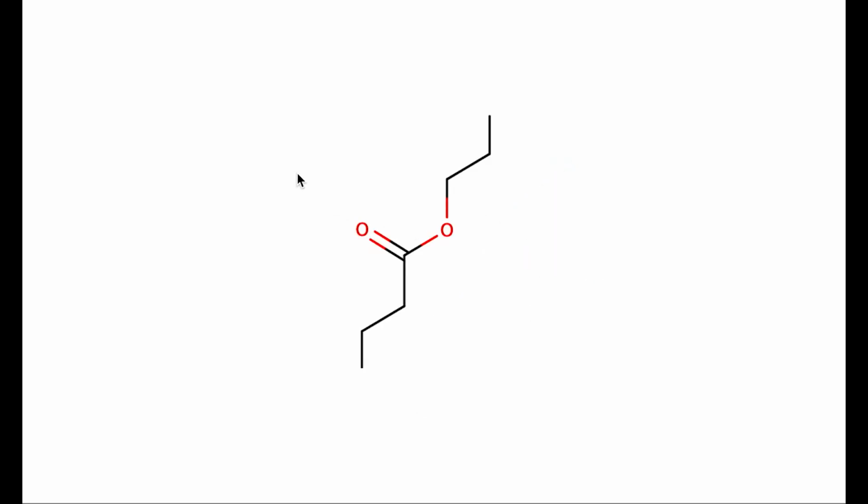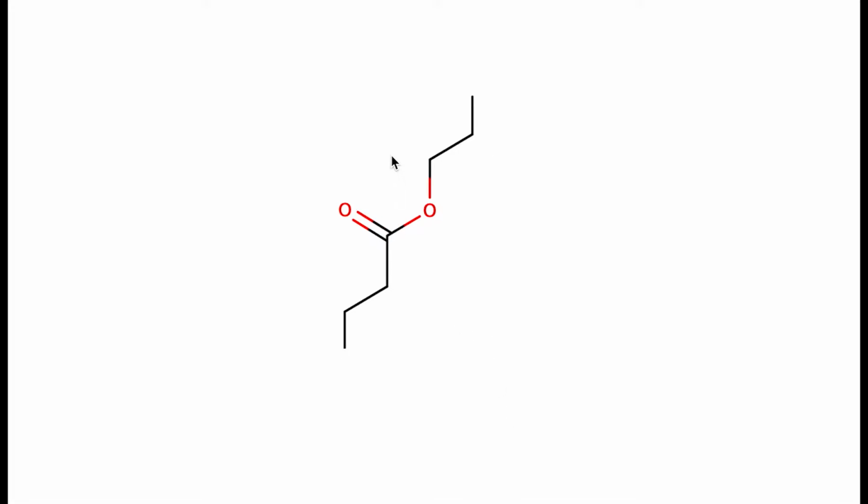So there are two parts to naming an ester. First, you have to identify the oxygen that is a part of the continuous carbon chain that is bonded to carbon on both sides. So this oxygen right here is a part of the continuous carbon chain, as we can see right here, and it's bonded to carbons on both sides, this carbon right here and this carbon right here.